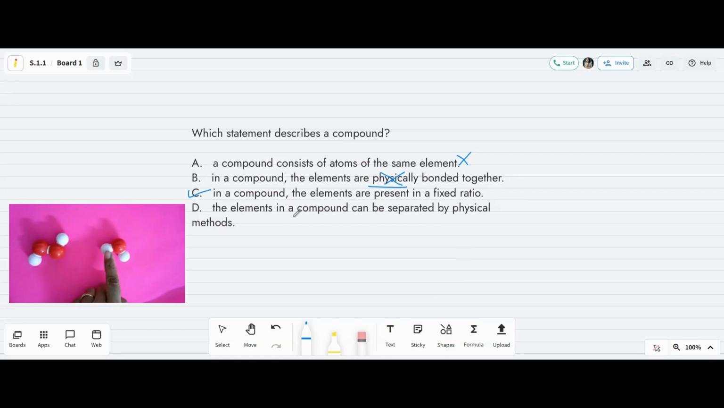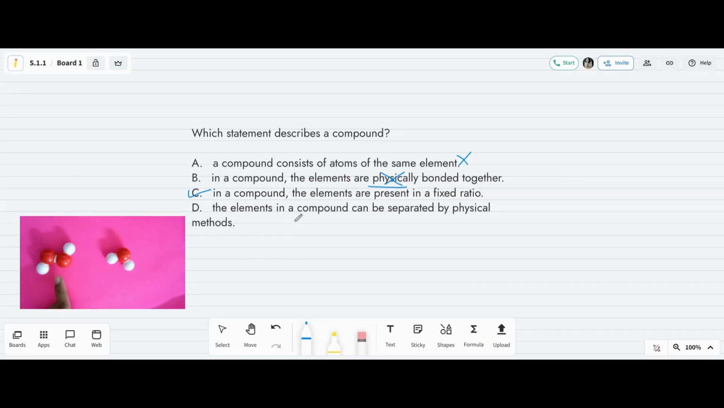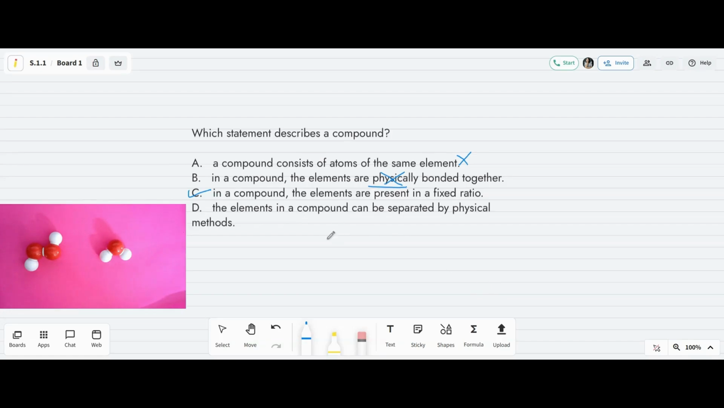If this is a molecule of water, this is H2O. We have only one oxygen bonded to two hydrogens. This is H2O2, where you have two oxygens bonded to two hydrogens. So they have to be bonded in a specific ratio. If they're not bonded in the right ratio, they would be different compounds with completely different chemical and physical properties.